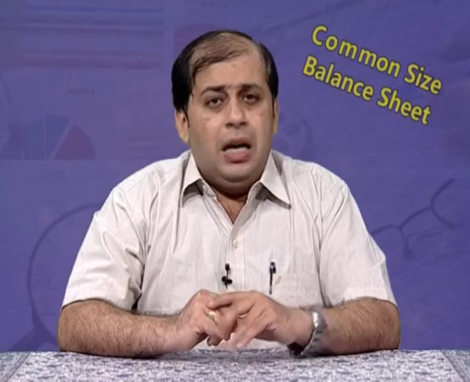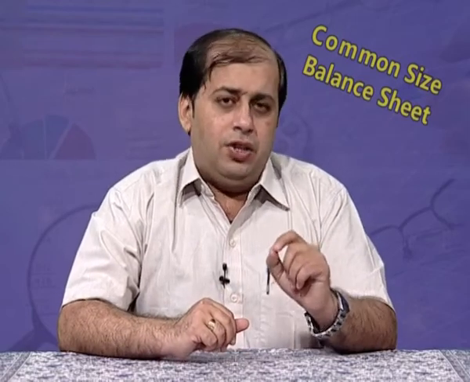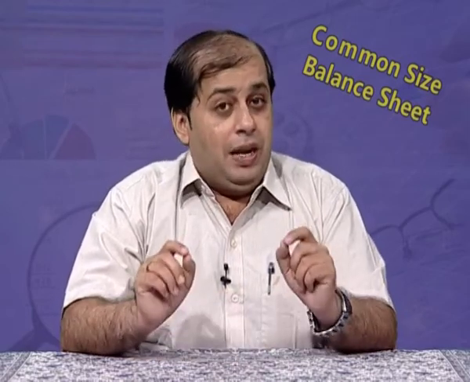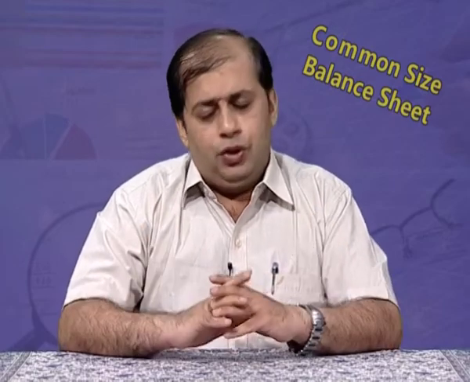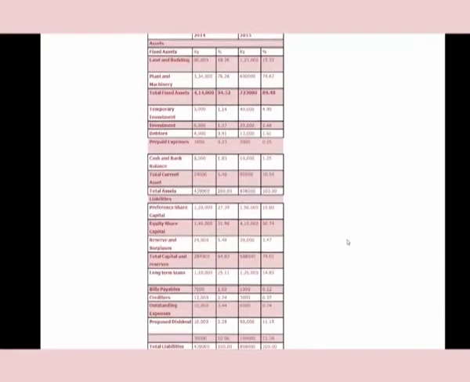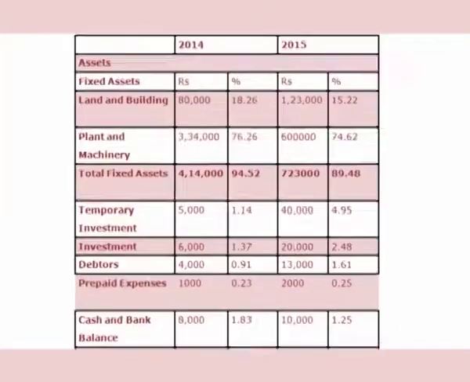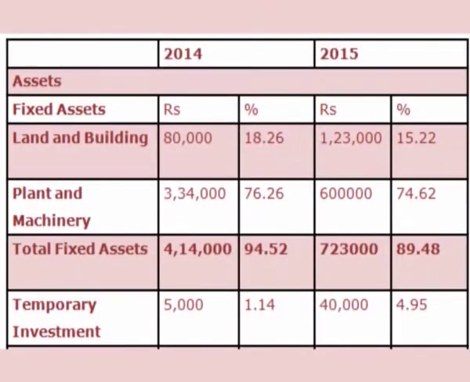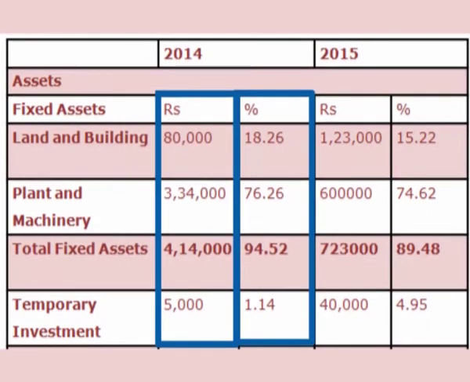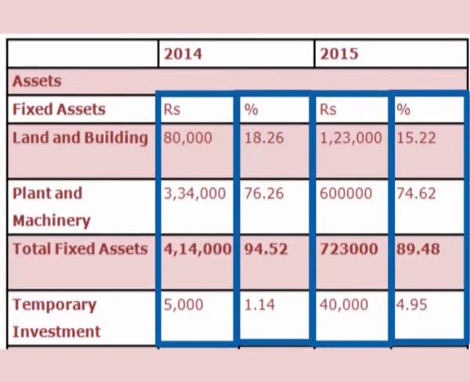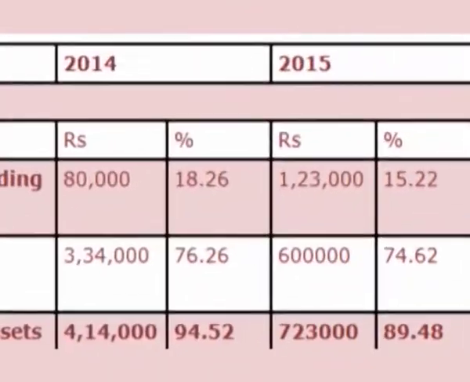Now students, let us now analyze this balance sheet in further detail. This balance sheet is known as common size balance sheet. If you can see the pictorial representation of balance sheet for the year 2014 and 2015, we have 2 columns for each year. The first column says amount in rupees, while the another column is of percentage figures. Likewise, the same is reflected for the year 2015.